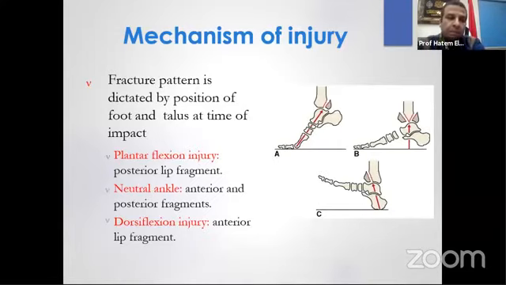The mechanism of injury. The position of the foot during the impaction affects the shape of the fracture. When there is plantar flexion, the posterior lip of the distal tibia may be fractured. With dorsiflexion of the ankle, the anterior lip fragment is fractured. If at the impact the ankle is in neutral position, the anterior and posterior fragments are broken.